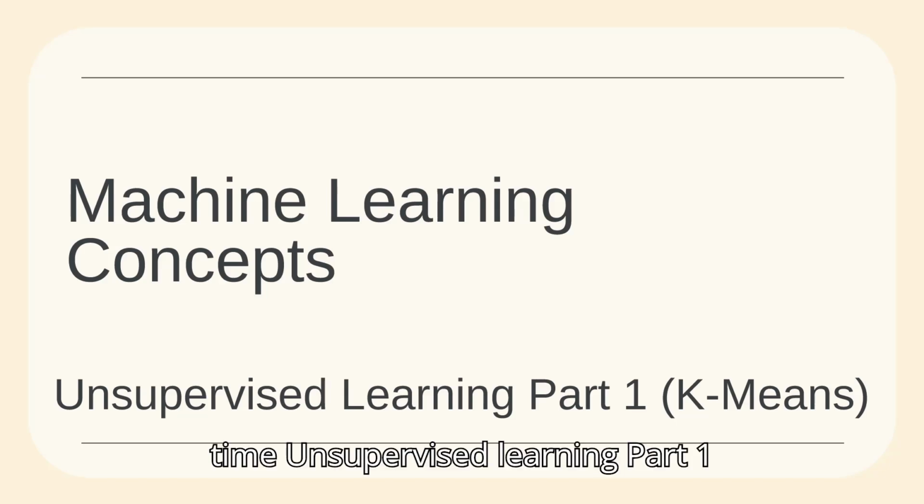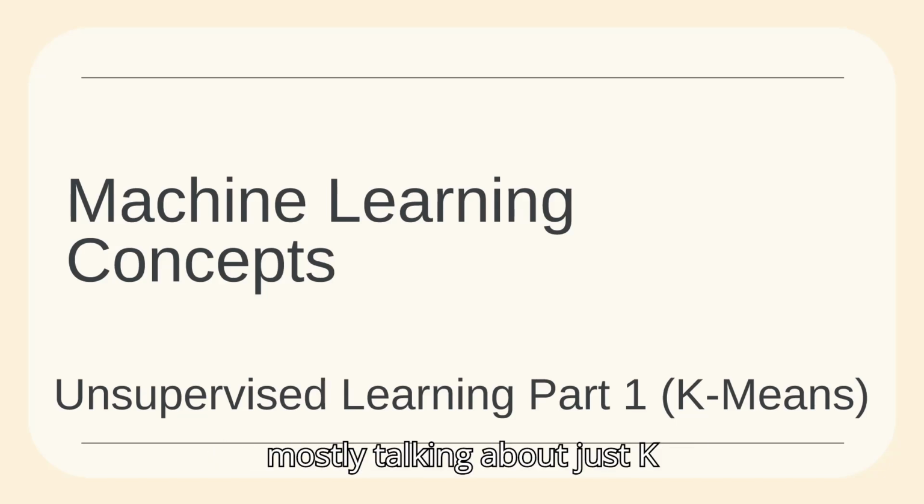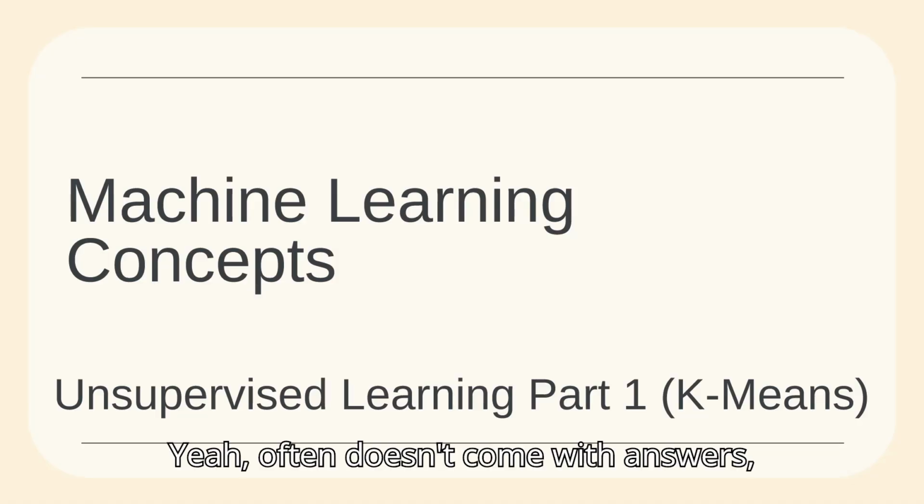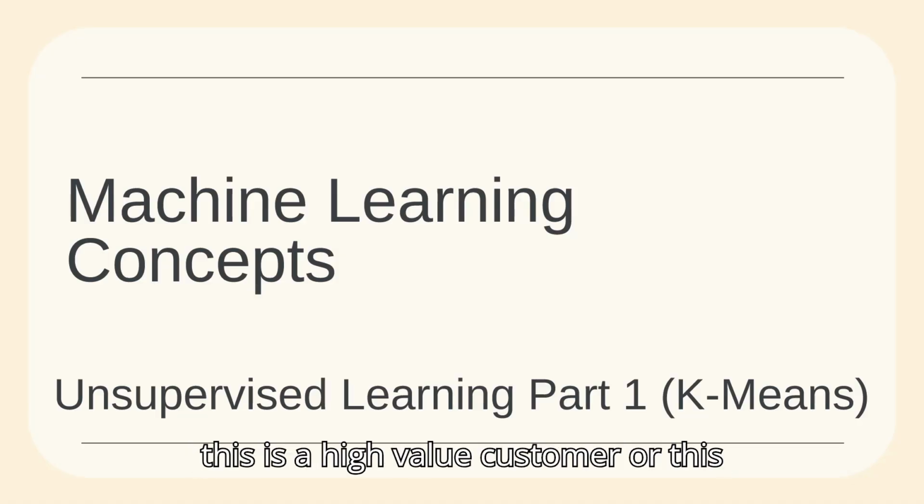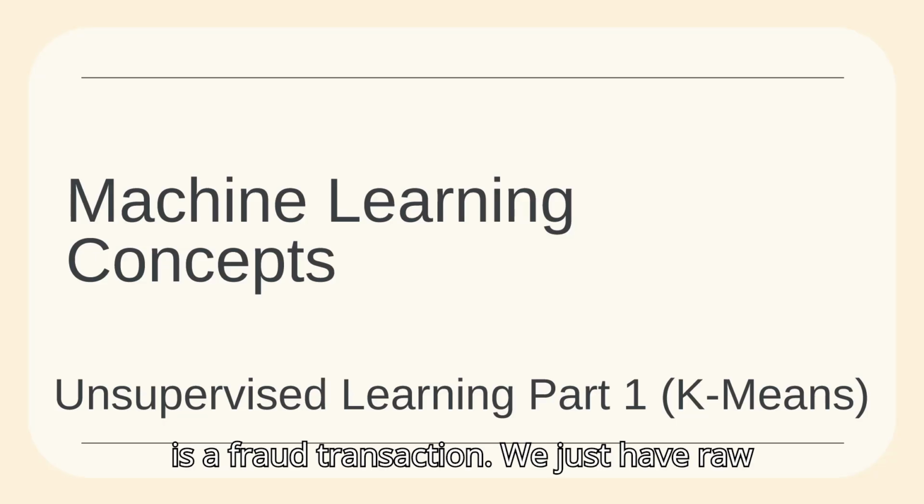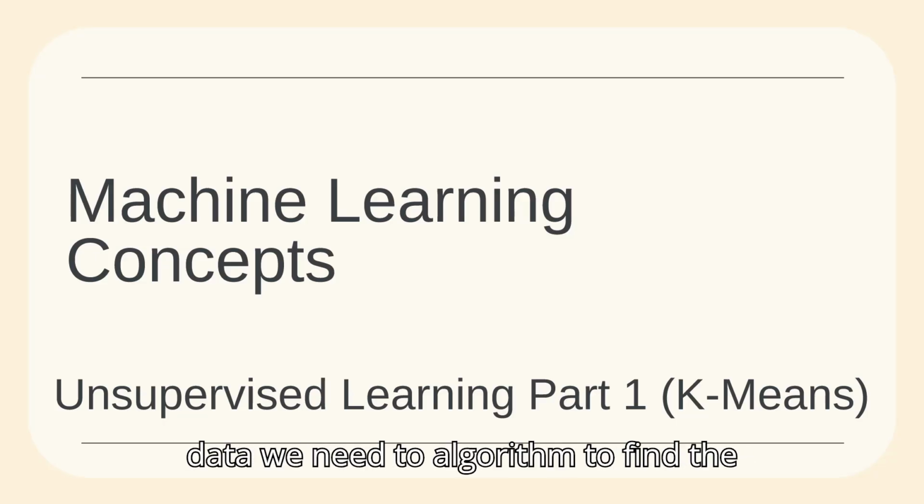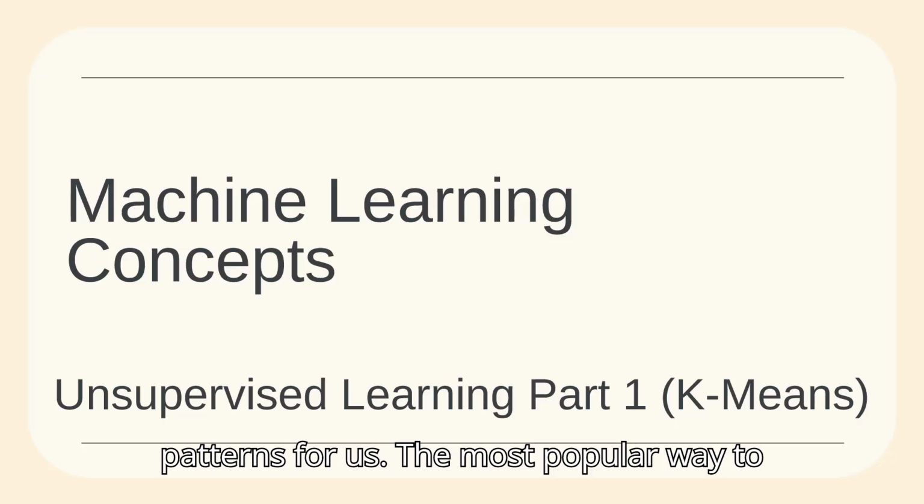Unsupervised learning, part one, mostly talking about just k-means. So in the real world, data often doesn't come with answers, right? We don't have a column that says this is a high value customer or this is a fraud transaction. We just have raw data. We need the algorithm to find the patterns for us.